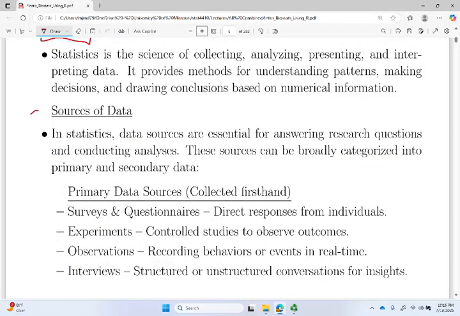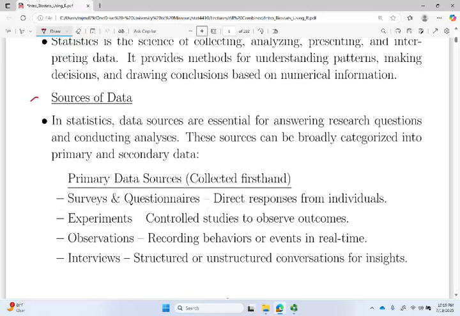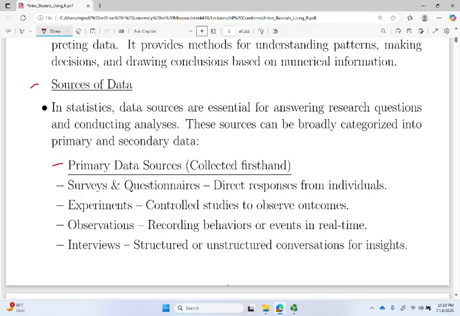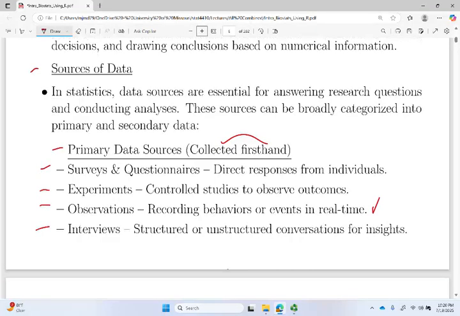Now, there are two ways to think about the sources of data that we can collect. One, we can prospectively collect data. So we set up an experiment and we observe something as time progresses. That's prospective. It can come from surveys, questionnaires, experiments, and observations recorded in real time. We can interview people to collect data. Those are data we are collecting ourselves, so it's firsthand, it's prospective.